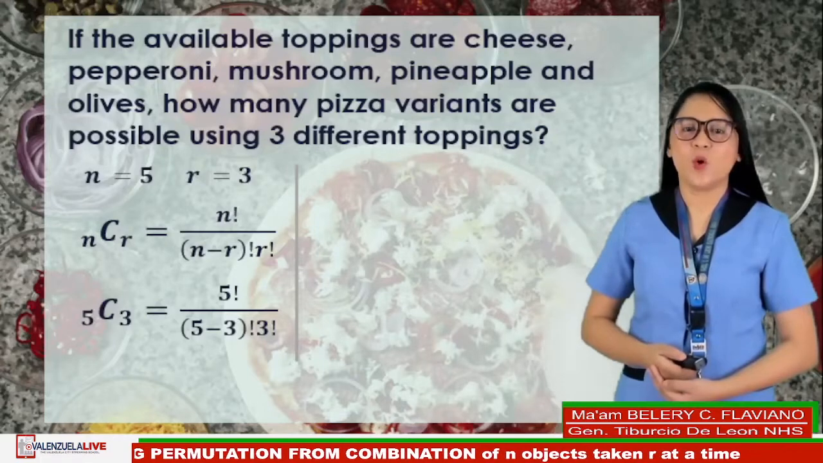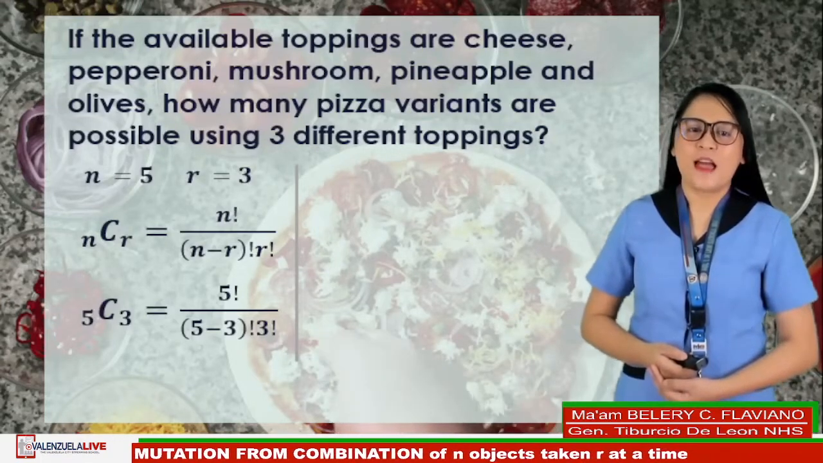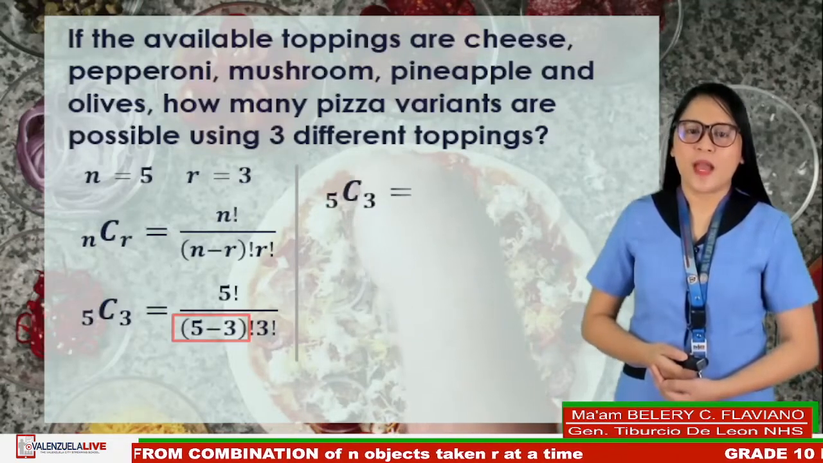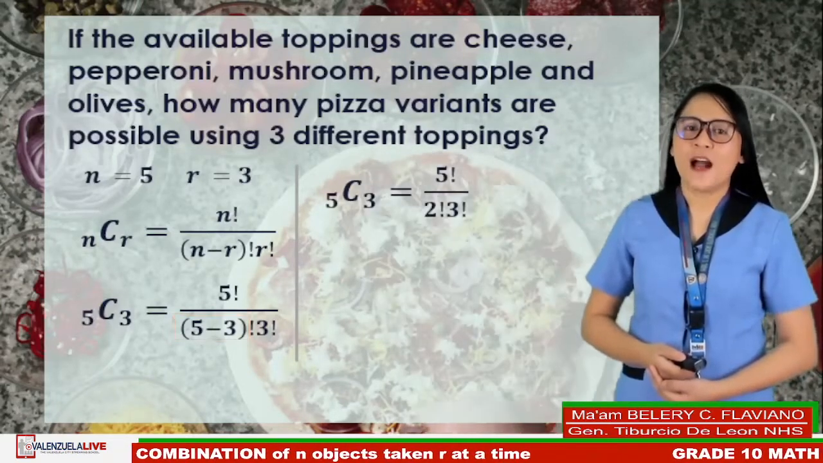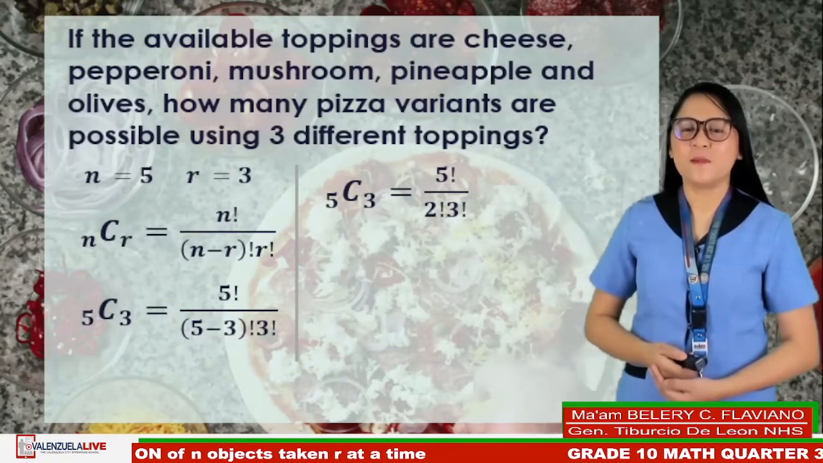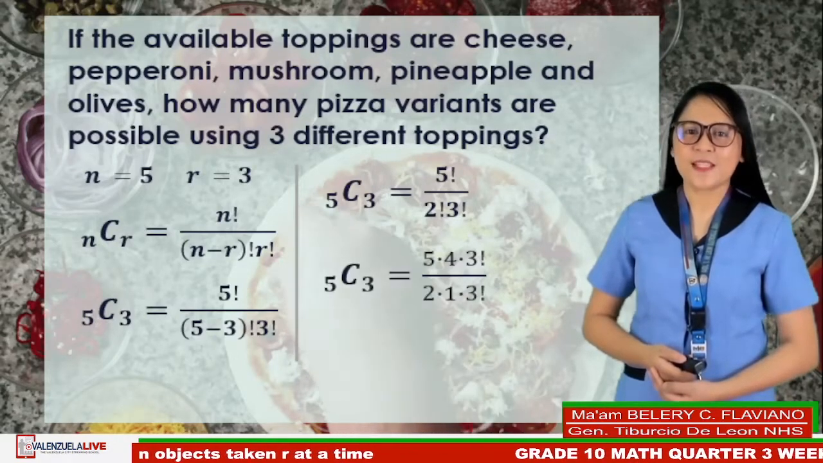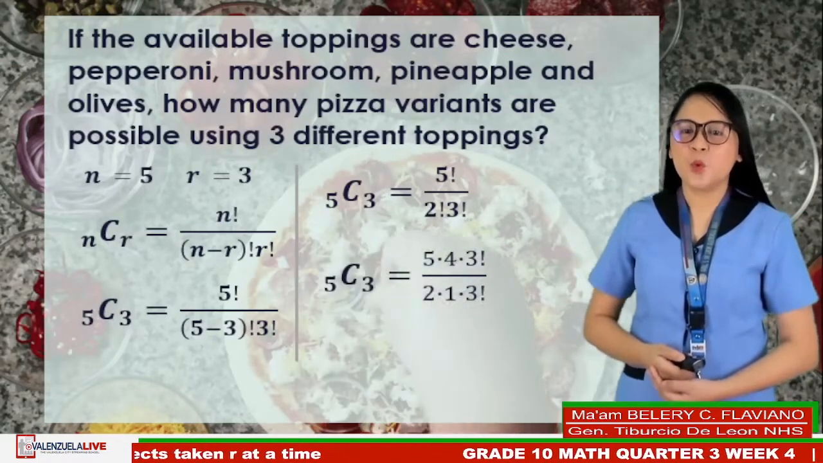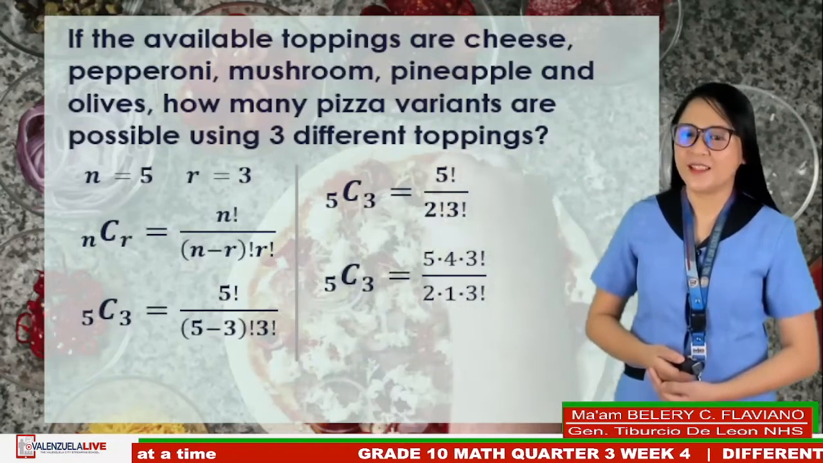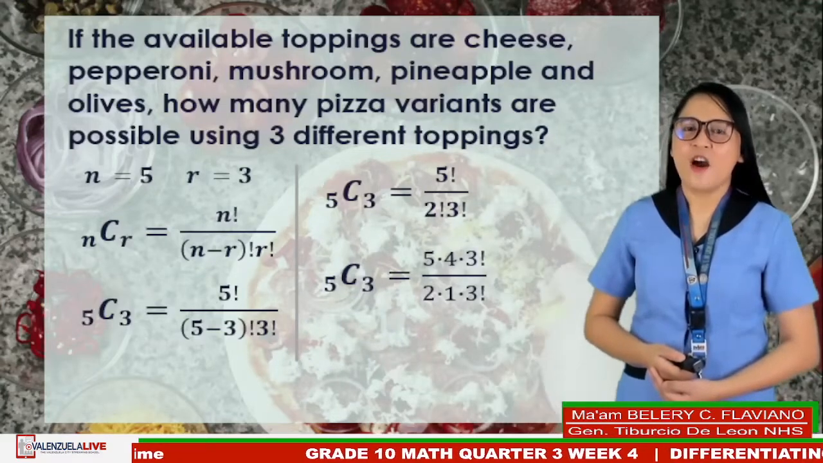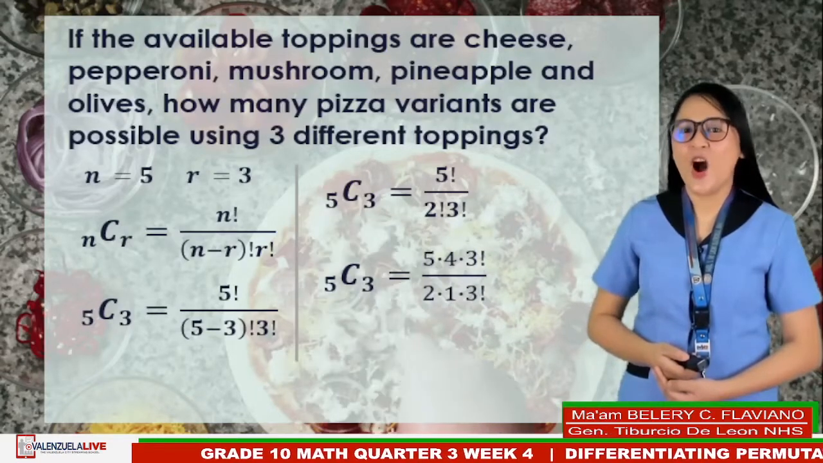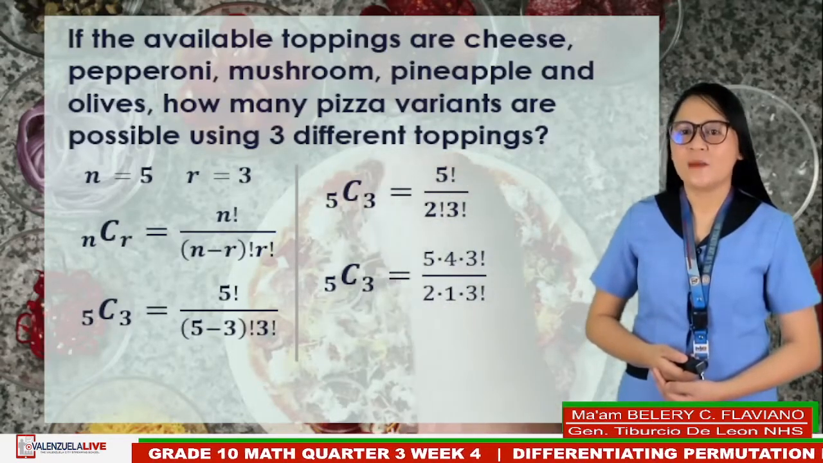Next, we are going to simplify the grouping symbol. That is 5 minus 3. 5 minus 3 is equal to 2, and our equation will be 5 choose 3 equals 5 factorial over 2 factorial times 3 factorial. Next, we will expand up to 3 factorial in the numerator so that we can divide out 3 factorial in the denominator. Now we have 5 choose 3 equals 5 times 4 times 3 factorial over 2 times 1 times 3 factorial.